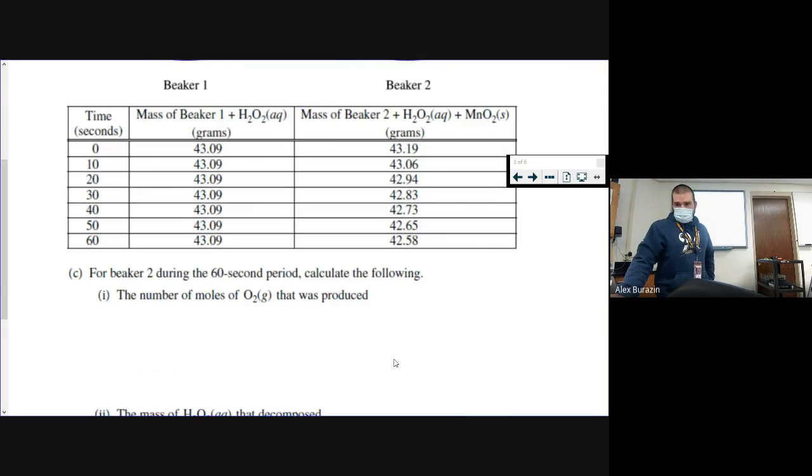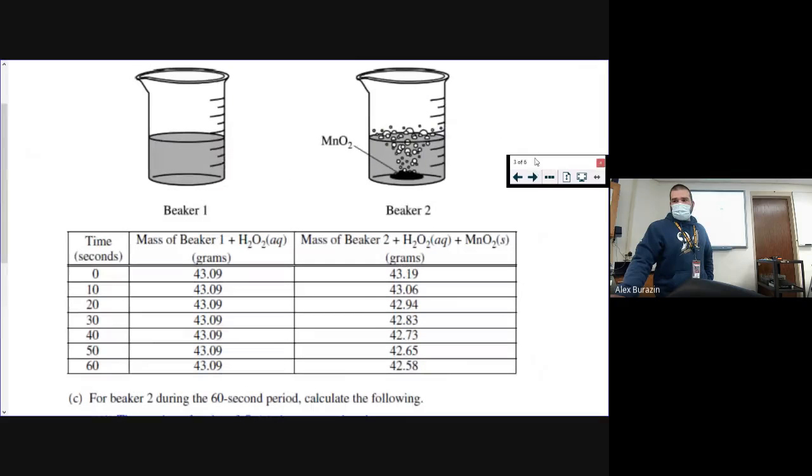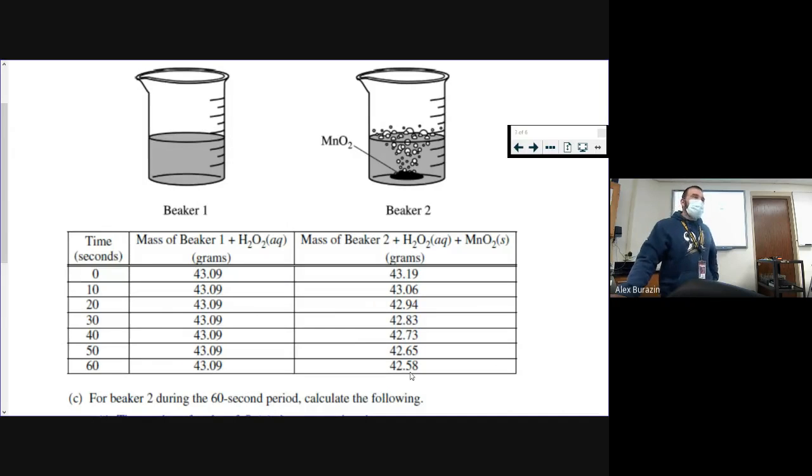Okay, what's our question? For beaker 2, during the 60-second period, calculate the following. The number of moles of oxygen that was produced. All right, what we have over here is mass. We have an initial mass of our beaker with our stuff and a final mass after 60 seconds. Now, the difference between those two is going to be our oxygen. We are losing mass.